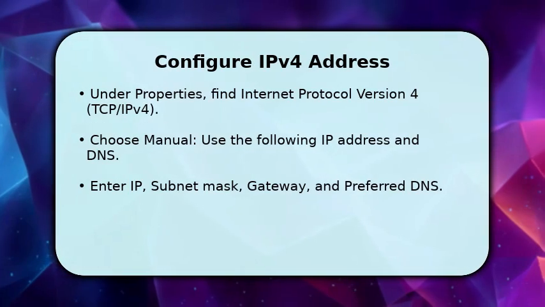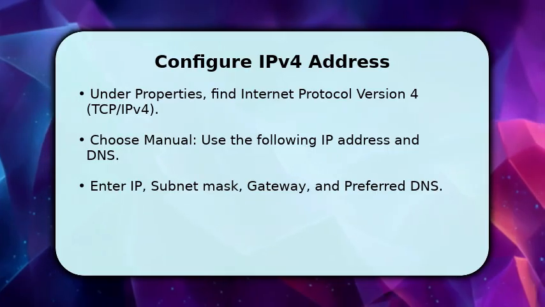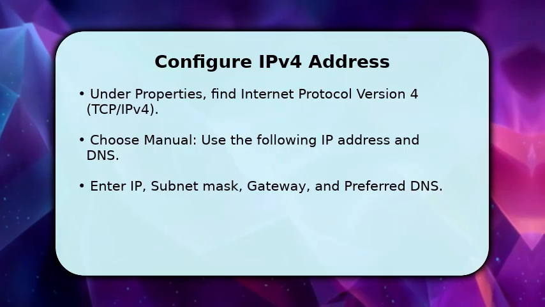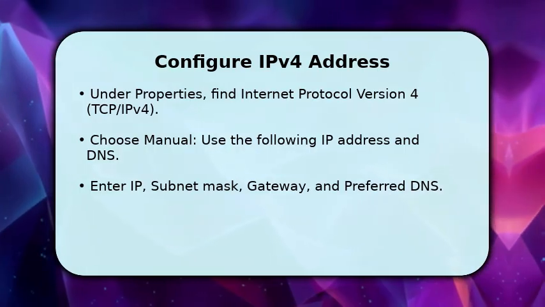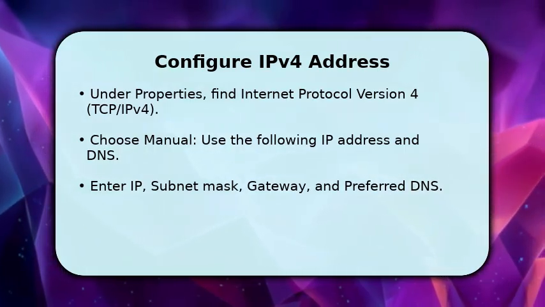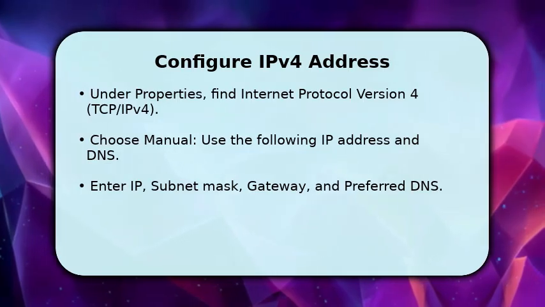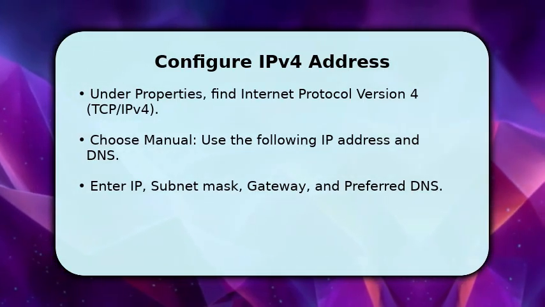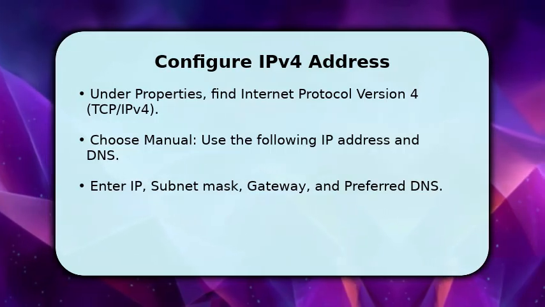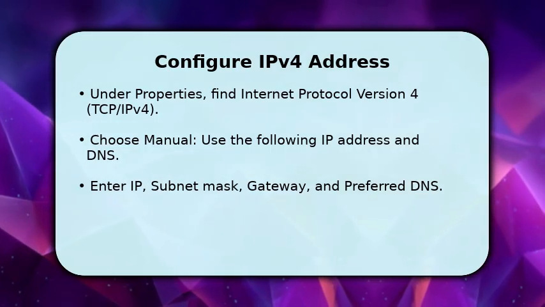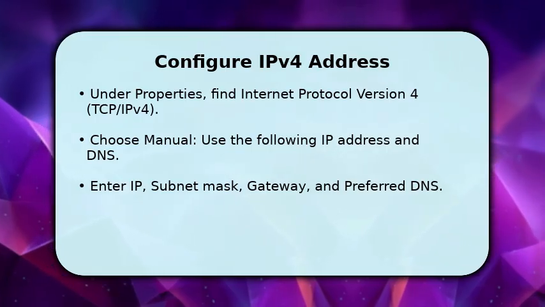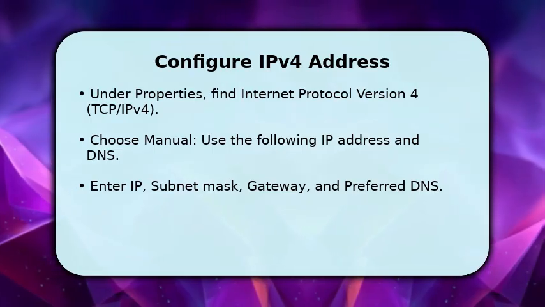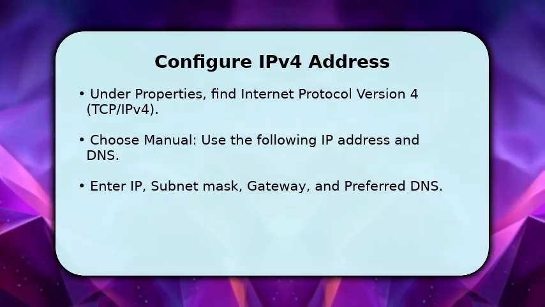Once in Properties, scroll to Internet Protocol version 4 and click Edit to switch from automatic DHCP to manual when you need a static IP. You'll enter the IP address, subnet mask, and default gateway. These values tell Windows how to reach local and external networks. Also add preferred and alternate DNS to resolve domain names faster and reliably. Make sure the IP is unique on the network to avoid conflicts. If unsure, pick an address outside the DHCP range or consult your router.